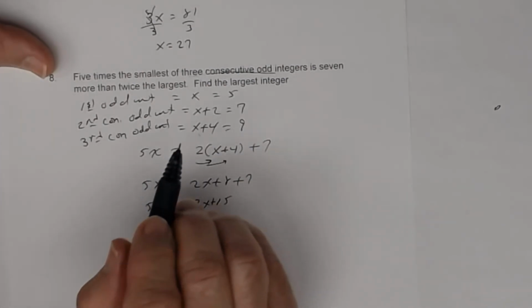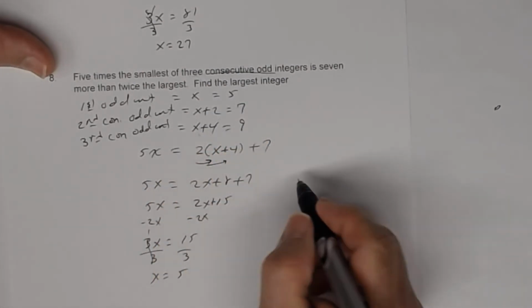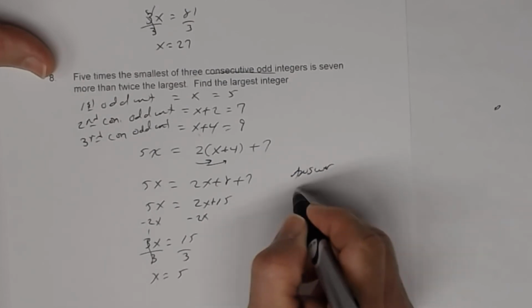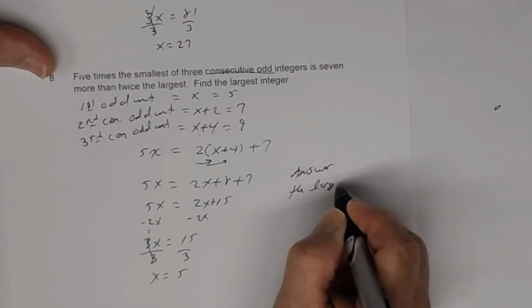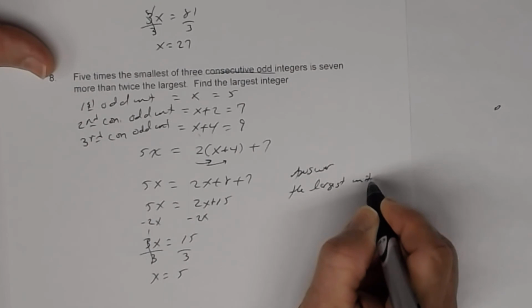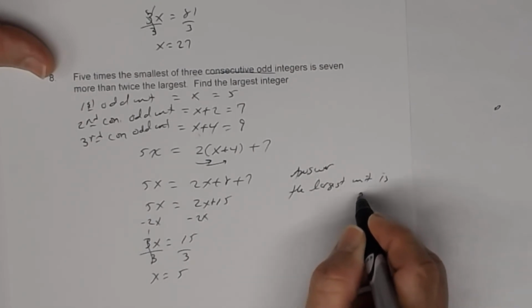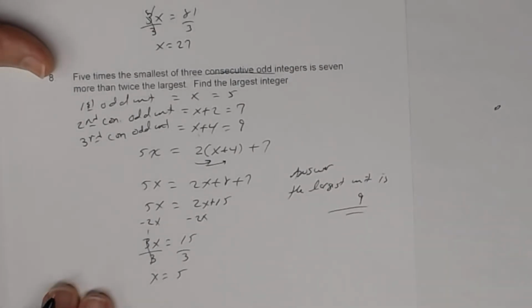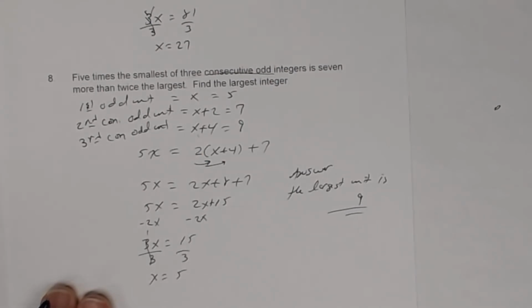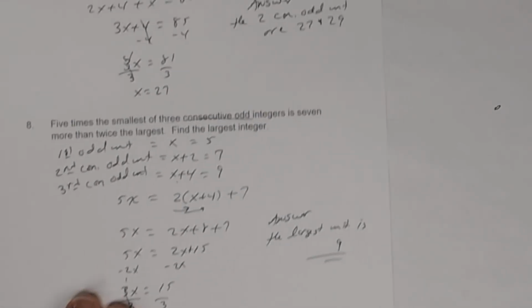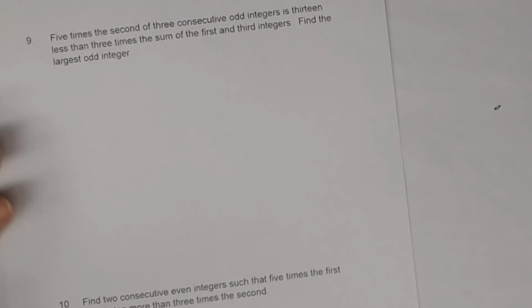Now answer the question. The question said, what's the largest? So you're going to say your answer. You're going to say this. The largest integer is 9. That's what you're going to say. All right? The largest integer is 9. All right, very simple. It's not difficult at all. Okay, let's look at number 9.